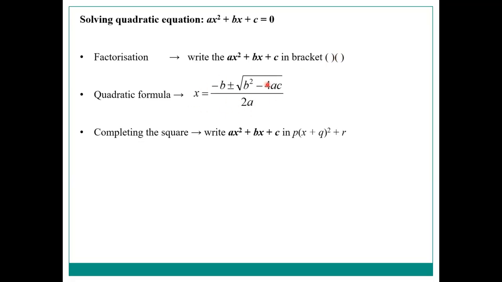We don't like to use this one because it is a little bit complicated. But if we have no choice, then we have to use the quadratic formula to solve the quadratic equation. So when to use the quadratic formula? It is when we cannot factorize the quadratic equation. If we cannot factorize them, then we have no choice, but we have to use the quadratic formula.